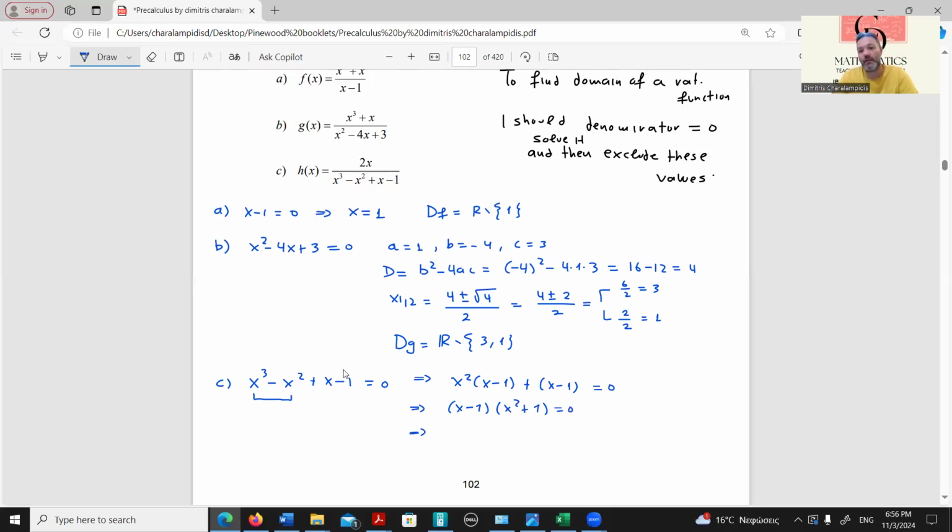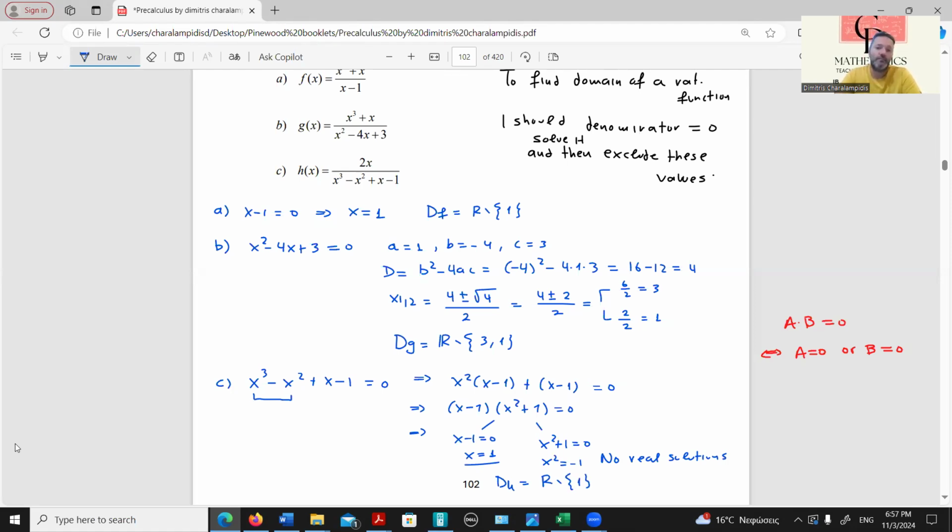And here, by applying the zero product rule, that a times b equals 0 if and only if a is 0 or b is 0, we can assume that either x minus 1 is 0, which means that x equals 1, or x squared plus 1 equals 0, which means that x squared equals -1, which does not have any real solutions. So the only zero of the denominator is 1, and the domain of h should be all real values except 1.